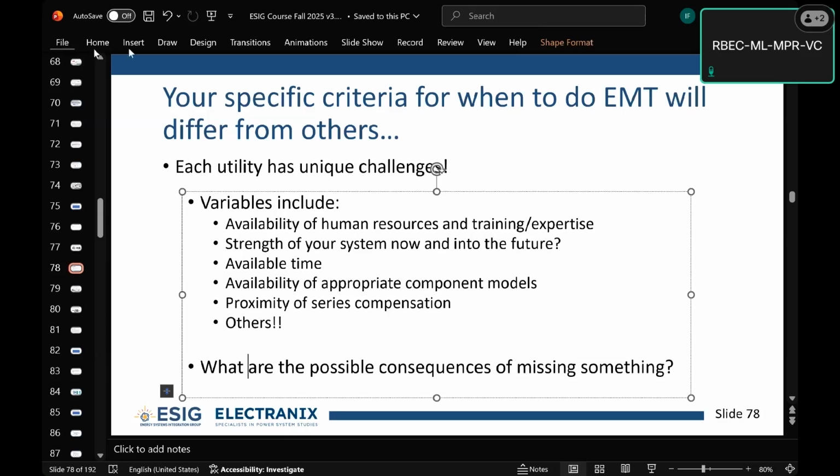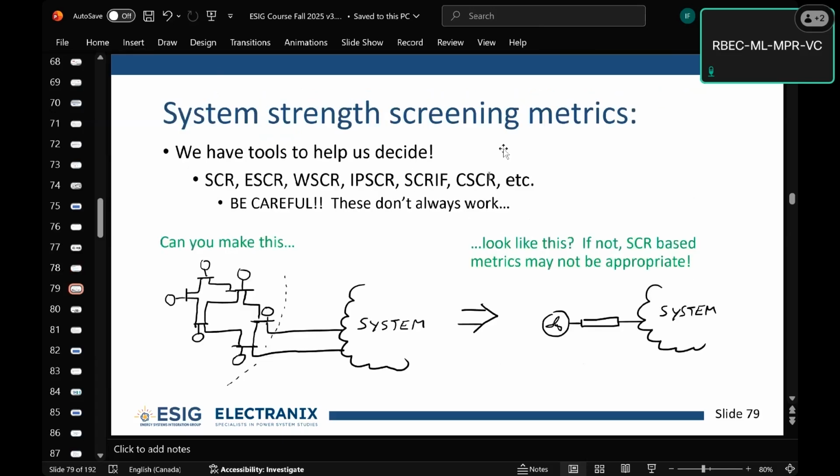If those studies aren't done properly or are missed somehow for specific interconnections, it's very, very important. For other ones, it just practically might not be. It could be related to size or location. So we do have some metrics we can use. We talked about those last hour: SCR, ESCR, WSCR, IPSCR, CR, SCRIF, CSCR, and now NSCR, etc. You all know what those are, and you all know to be very careful. These aren't always going to work for you. And this is just a summary.